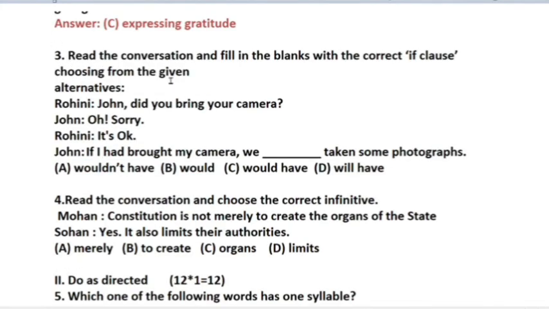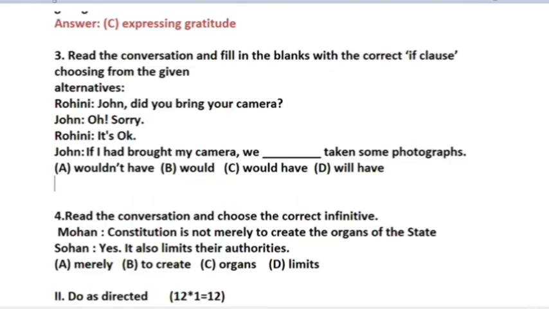Third one, read the conversation and fill in the blanks with the correct if clause, choosing from the given alternatives. Rohini: John, did you bring your camera? John: Oh sorry. Rohini: It's okay. John: If I had brought my camera, we dash taken some photography. Option A, wouldn't have. Option B, would. Option C, would have. Option D, will have. Answer is option C, would have.